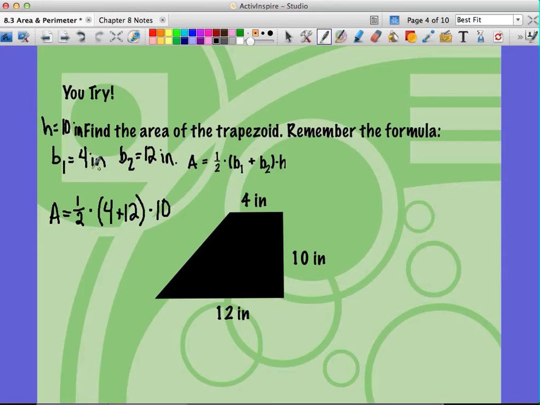These subscripts, because they're below, they're called subscripts, help give us a number for each base. So base 1, base 2. Because of the parentheses, I have to do 4 plus 12 first, and that gives me 16 times 10. I'm thinking it's pretty easy to take half of 16. I know that's 8 times 10. So I know that the area of this trapezoid is 80 inches squared, or 80 square inches.